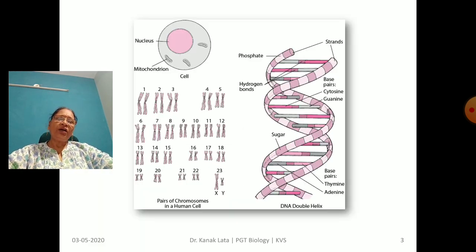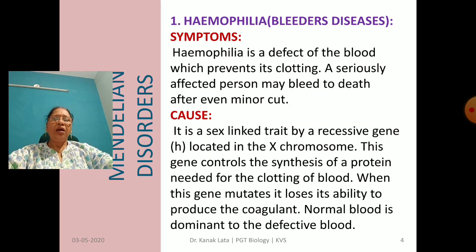This is the figure showing karyotype of all the 46 chromosomes present in the cell of human being. It also shows the double helix of DNA. So if there is any defect in this, the genetic disorder may occur. Now first of all, we will read about a few Mendelian disorders one by one.